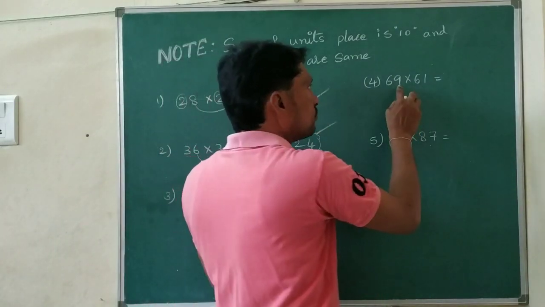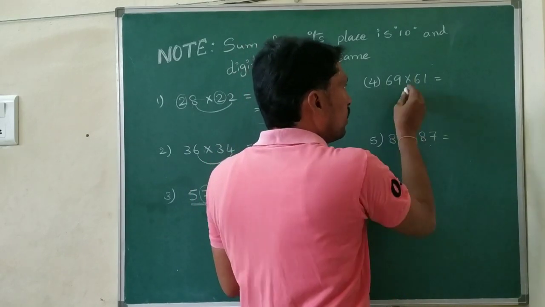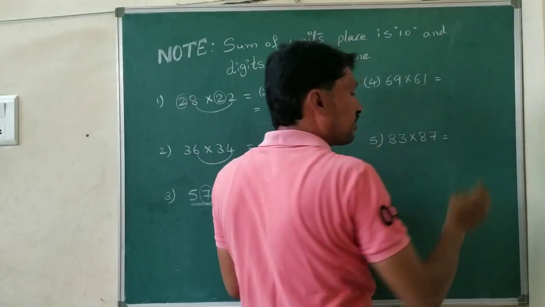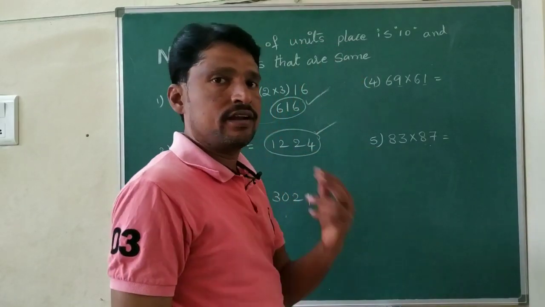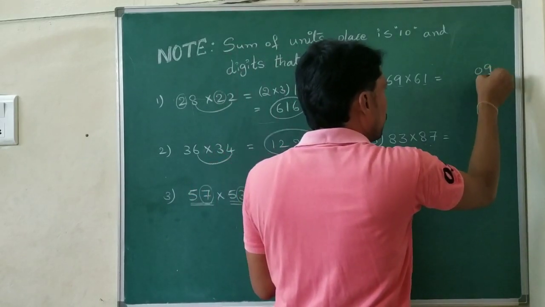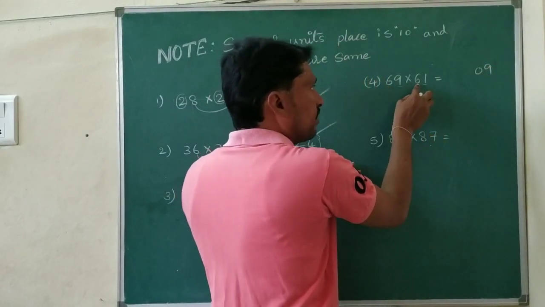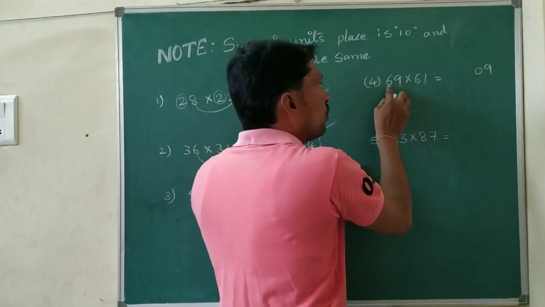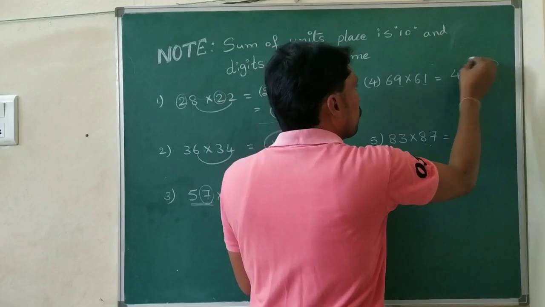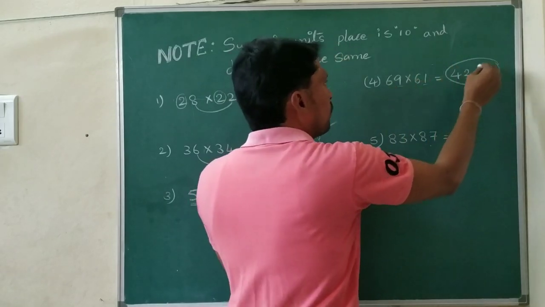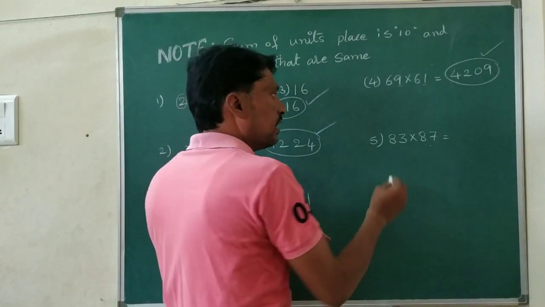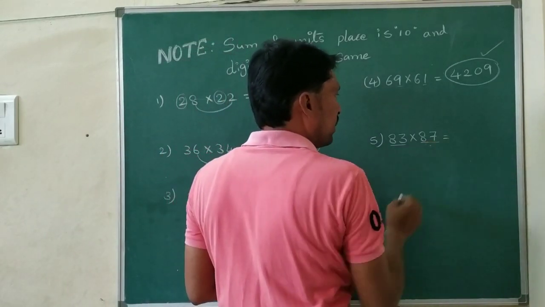Next, 69 into 61. Units places are 9 and 1. 9 ones are 9, a single digit, so you take 0 and write 09. Now the tens place digits 6 and 6 are the same. So 6 and the next number is 7. 6 into 7 is 42. So 69 into 61 we are getting 4209.